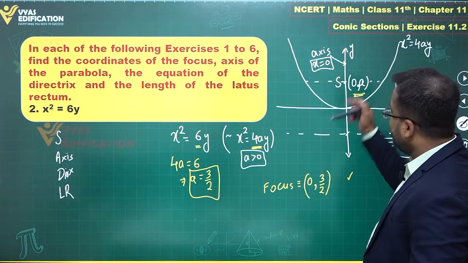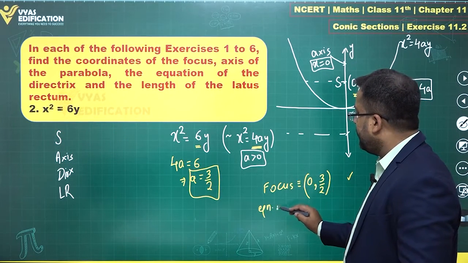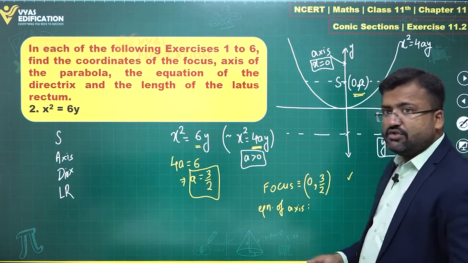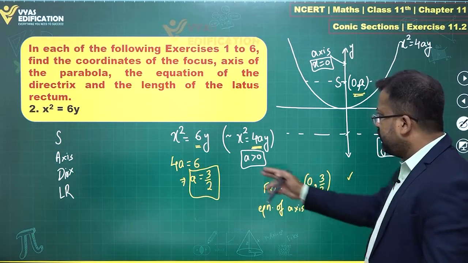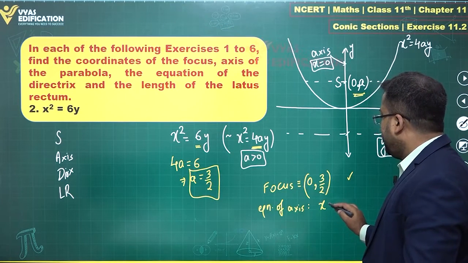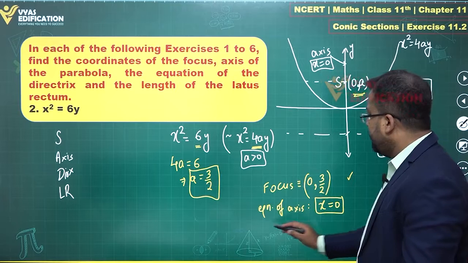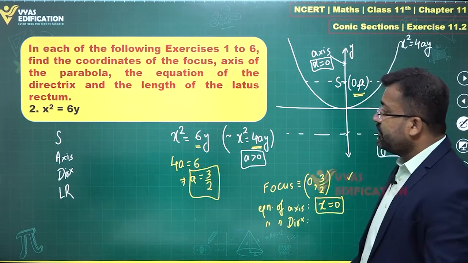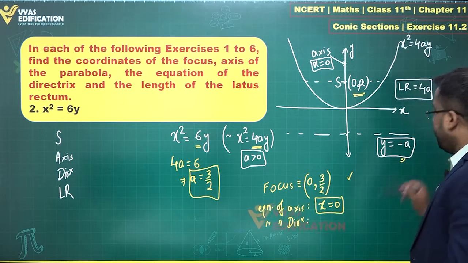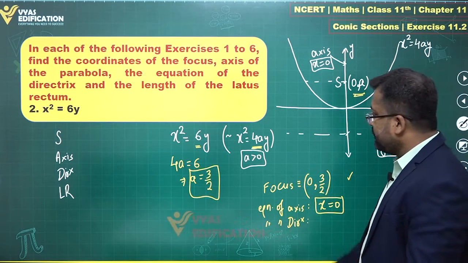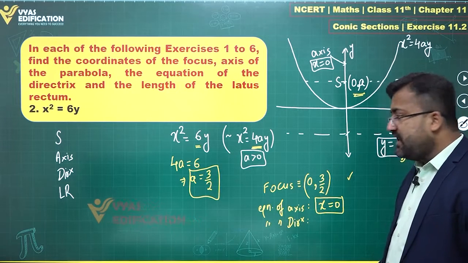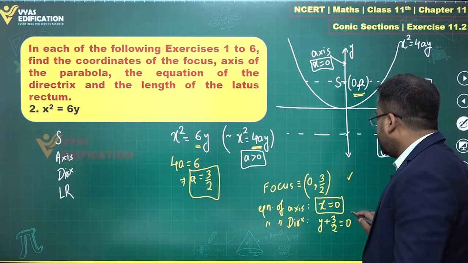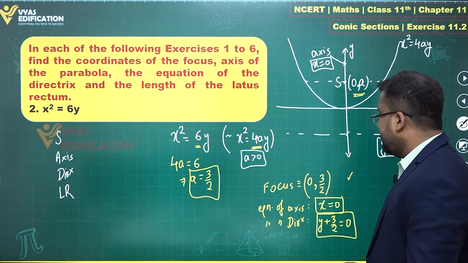Next, we need the equation of axis. Equation of axis will be x equal to 0. We don't need the value of a. That's x equal to 0 depending upon this particular form. Next, equation of directrix. For the equation of directrix, you know that we are supposed to write y equal to minus a. That's the equation of directrix. y equals minus 3 by 2, or simply y plus 3 by 2 equals 0. That's the equation of directrix.